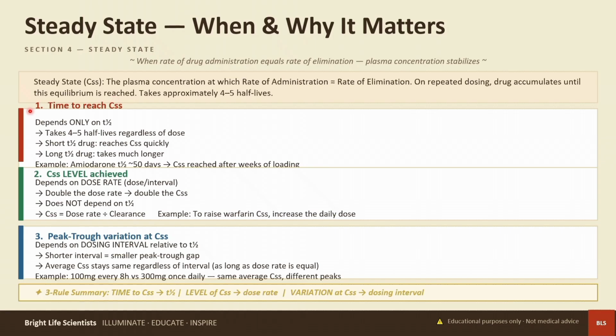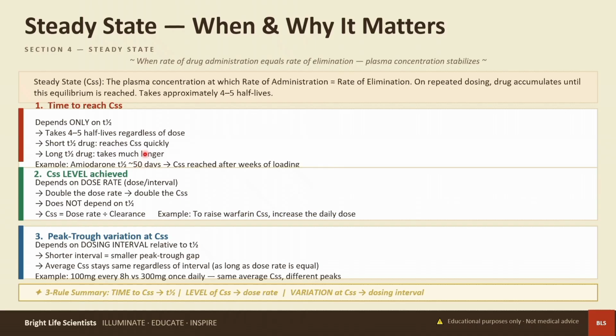Rule 1. The time to reach steady state depends only on the half-life. It always takes 4 to 5 half-lives, regardless of the dose. A short half-life drug like amoxicillin reaches steady state within hours. A long half-life drug like amiodarone, with a half-life of 50 days, takes months to reach steady state. This is why amiodarone needs a loading dose strategy.